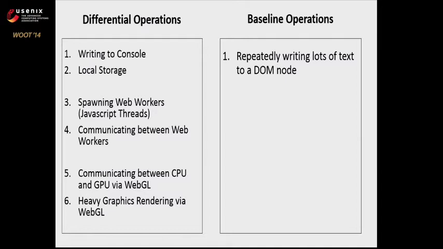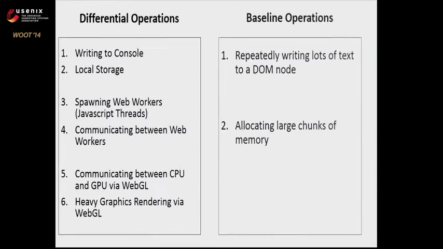So the first baseline operation is repeatedly appending lots of text to a DOM node, and the second baseline operation is allocating large chunks of memory. And you can imagine that these 2 baseline operations are slower with background load running on the machine, but in our empirical evaluation, they ran about the same speed between a VM and a real machine. And so this gives us a total of 12 red pills. We pair each of our differential operations with both of these baseline operations.